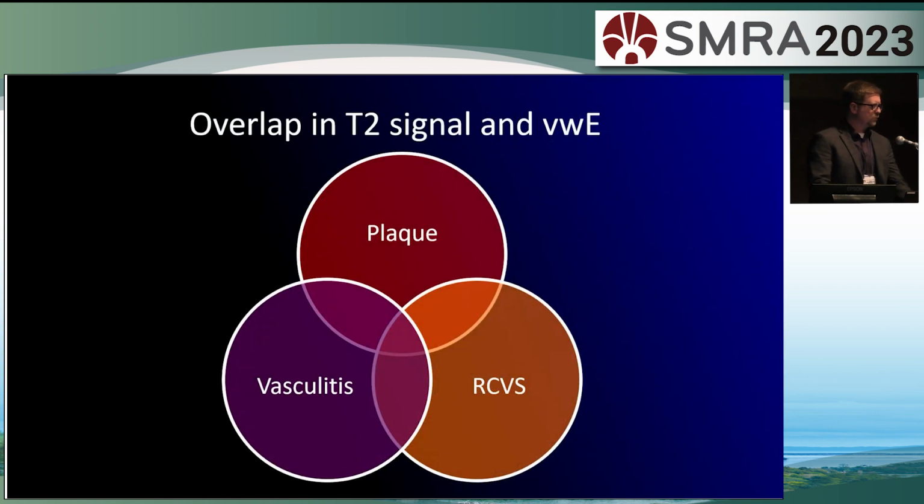So we use these rules, the T2 signal, the enhancement, to kind of tell us which disease process is present. However, there is overlap. Most of the time, we only see T2 signal in plaque, though we have seen vasculitis with T2 signal, especially chronic or recurrent bouts of vasculitis. RCVS should not enhance, but rarely we have seen it enhance, especially in cases of recurrent RCVS.